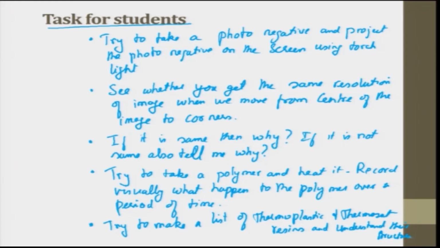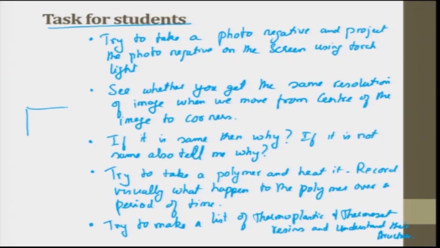These are the homework, small assignments which students can try, and trying these tasks will give you more insight about the process. The third question which I have posed in front of you is a very challenging question to answer, by the way. You have to read a lot of books and then try to figure out why it is.